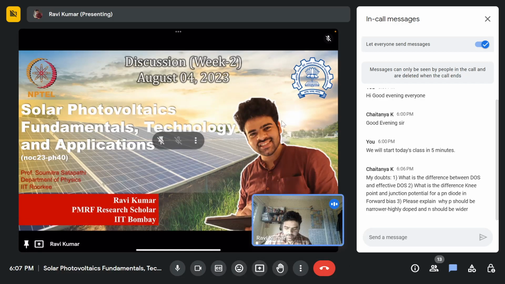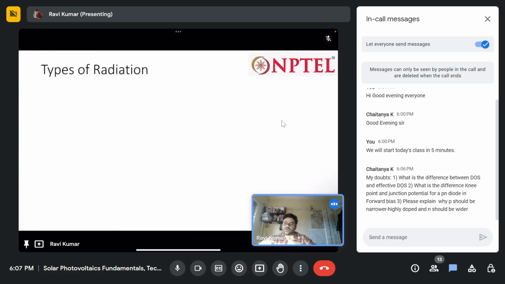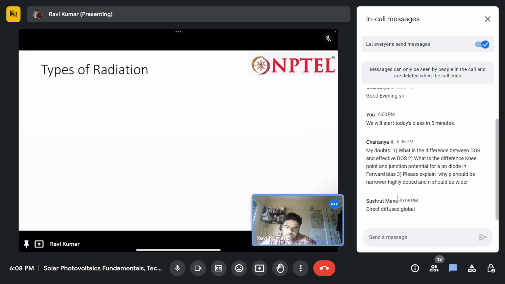Okay, so let's start. We were talking about radiation in the last chapter or last class. What were the three types of radiation we were talking about? Anyone can tell? Direct, diffuse and global.